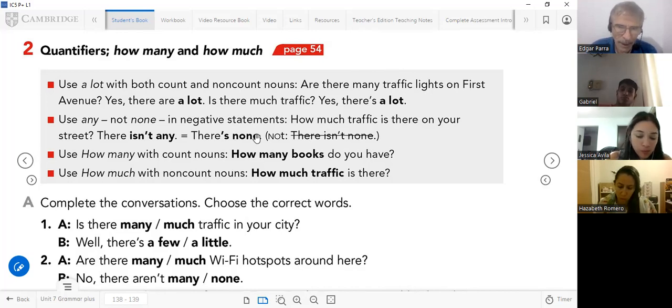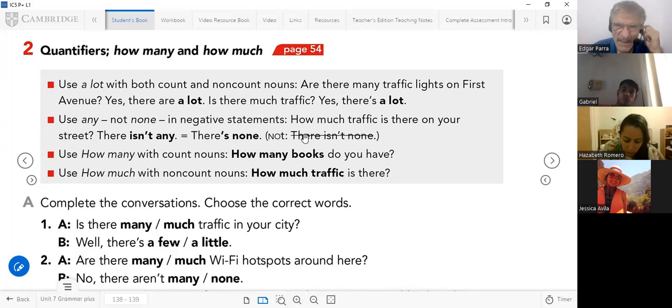Okay, well, observe the negative form. If you use none, you do not include, well, Hazabeth is going to read this one. Okay, Hazabeth, can you please read this one? Use any, not none, in negative statements. How much traffic is there on your street? There isn't any. There's none. Not there isn't none. Okay, you cannot repeat the negation. Double negation doesn't exist in English. You cannot repeat n't and none. It's incorrect. Okay? You can say isn't any. Okay, any. But not isn't none. Okay, you can say is none with the non-countable, with singular, but you cannot say isn't none.